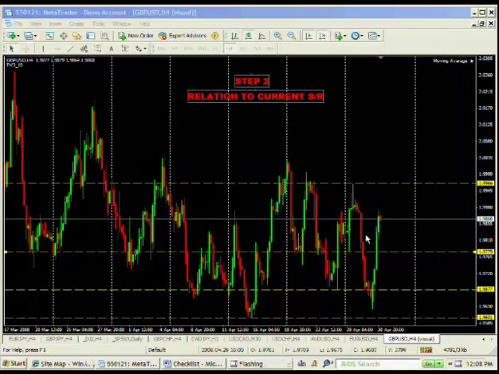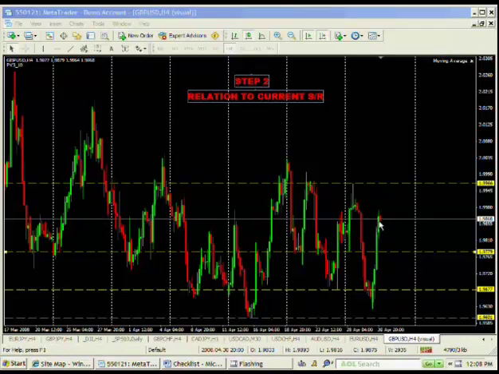Now, when we talk about our relationship in current price to current support and resistance, what we mean is where is current price in relation to the next overhead resistance, and where is current price in relation to the next support below. And when we look here, we see that we're right in the middle.